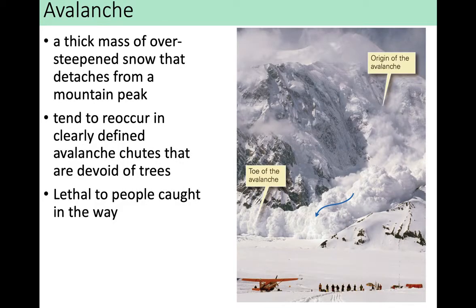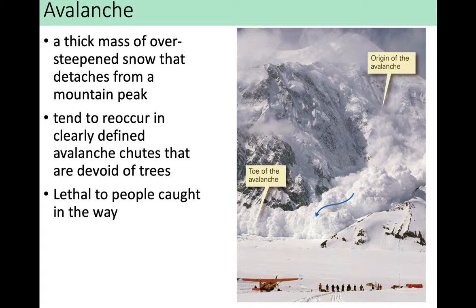The next is an avalanche. So an avalanche is oversteepened snow. So this is where we have actually snow falling down a slope. So an avalanche is always snow and ice. It's not necessarily rock. It's where we have a thick area of snow that is too steep, and it actually will detach from the side of the mountain or from the peak of the mountain. So avalanches usually occur in the same areas every season, every winter season.